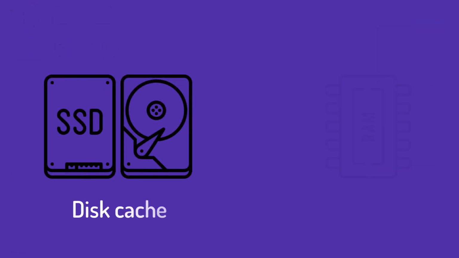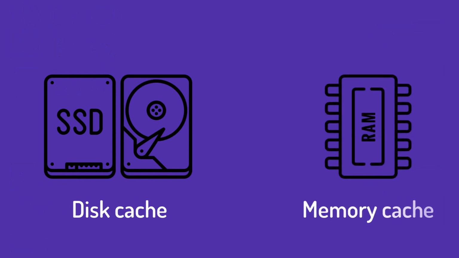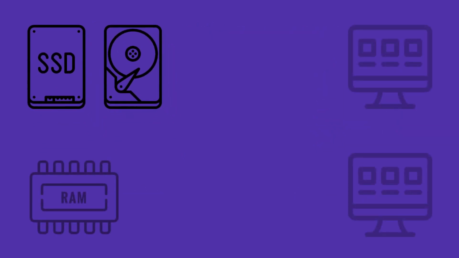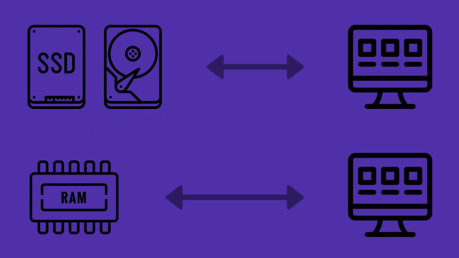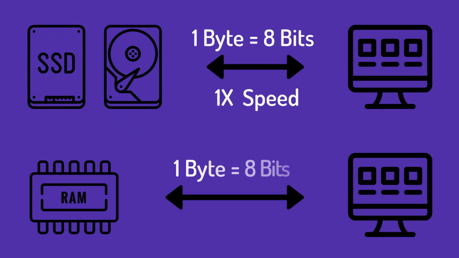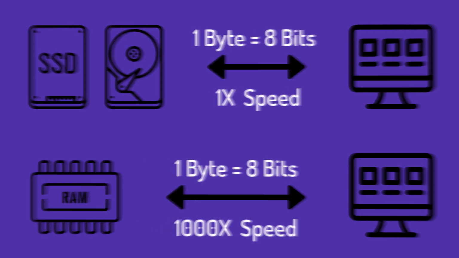Disk caching works under the same principle as memory caching, but instead of using high-speed SRAM, a disk cache uses conventional main memory. Disk caching can dramatically improve the performance of applications because accessing a byte of data in RAM can be thousands of times faster than accessing a byte on a hard disk.